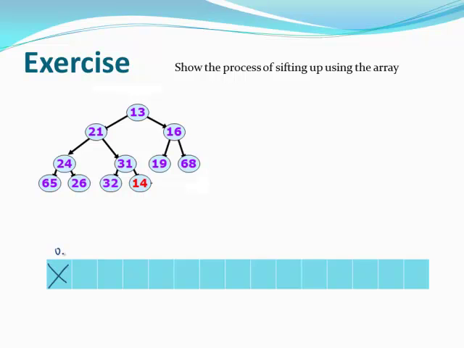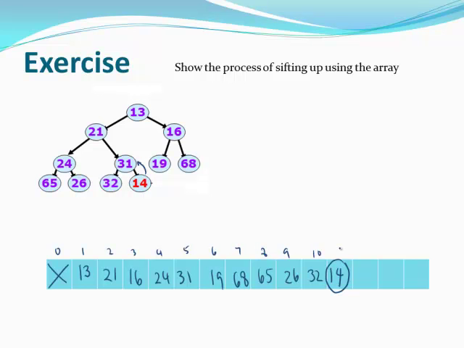in an array we don't use the 0th location. So here's 13, 21, 16, 24, 31, 19, 68, 65, 26, 32, and 14. If we're trying to move 14 up, 14 should go to the 31 location. If you write down the indices, 5, 6, 7, 8, 9, 10, and 11.